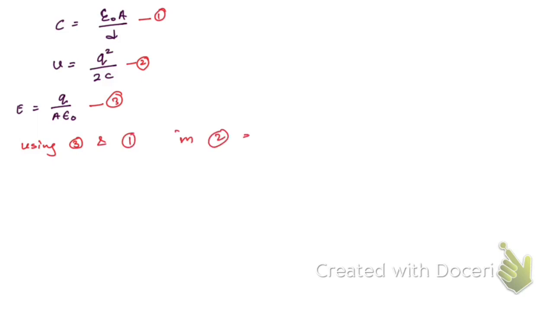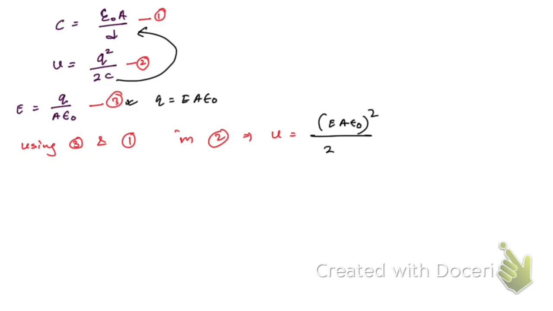So then we're gonna get U is equal to, instead of Q square, from equation number 3 we're gonna get Q is equal to E into A epsilon naught, right? So we're gonna have E A epsilon naught whole square divided by 2C. Instead of C we're gonna put epsilon naught A by D. That's what we're gonna get, right?